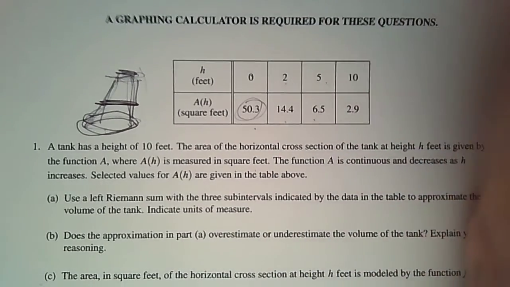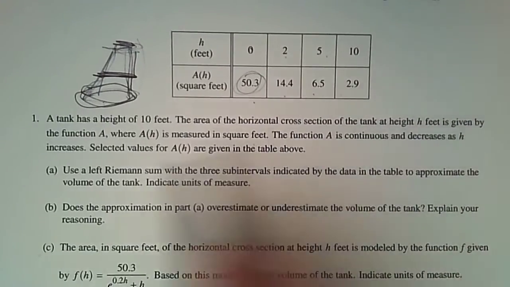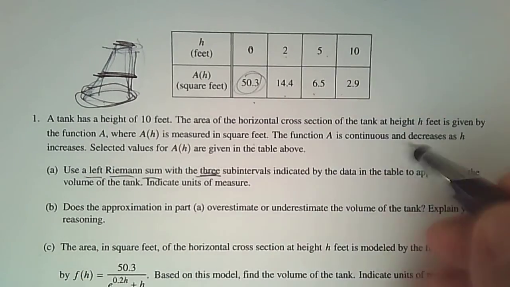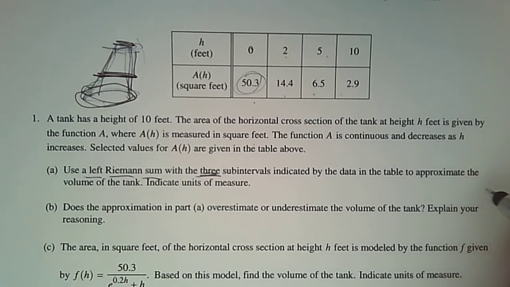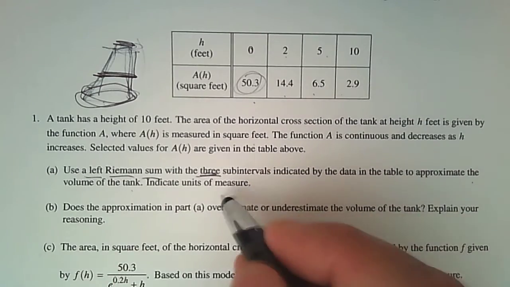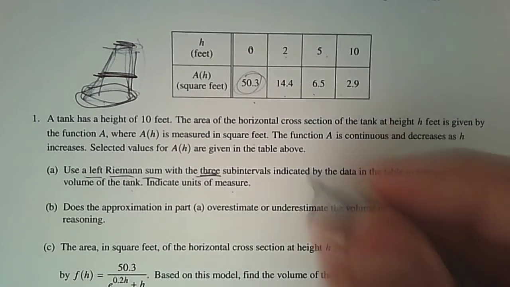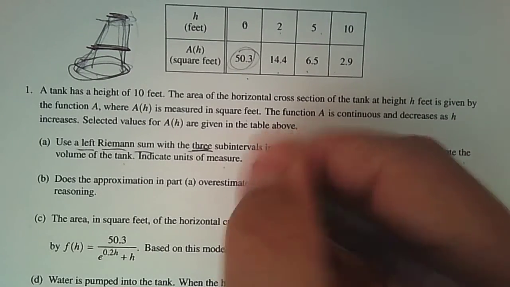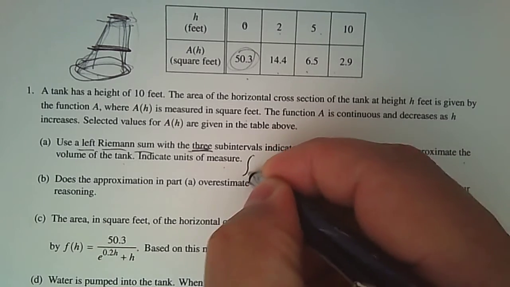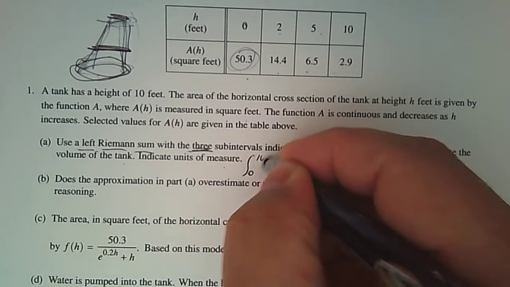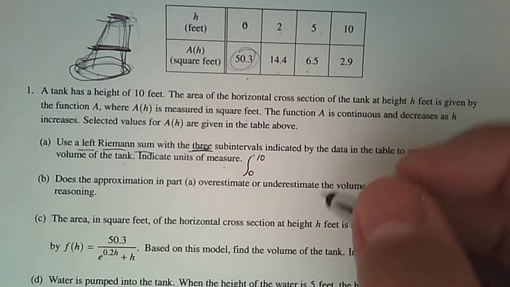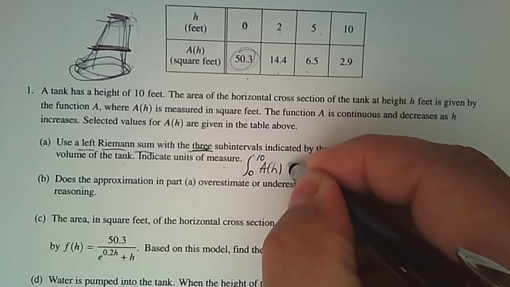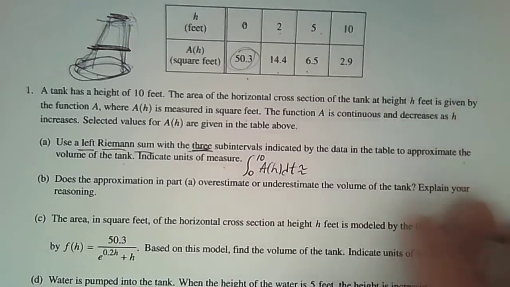So part A, what is it asking you to do with the numbers? Use a left Riemann sum with 3 subintervals as indicated in the data to approximate the volume of the tank and then indicate the units of measurement. I could actually do that right here where it says A. To do that, what we're really doing is going from 0 to 10. So that's what it's really asking us to do.